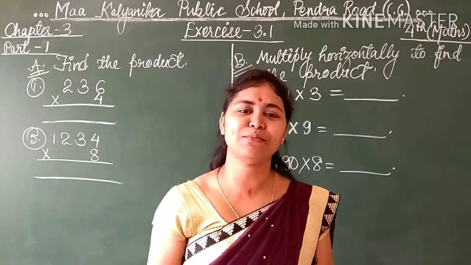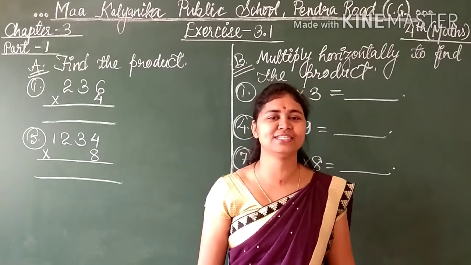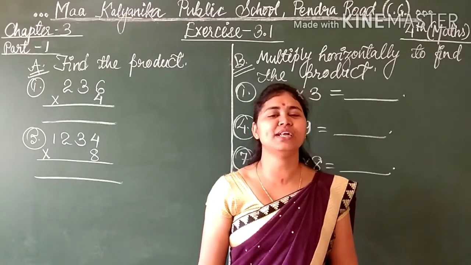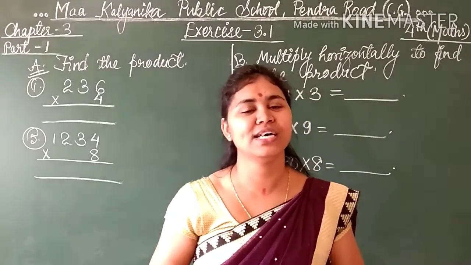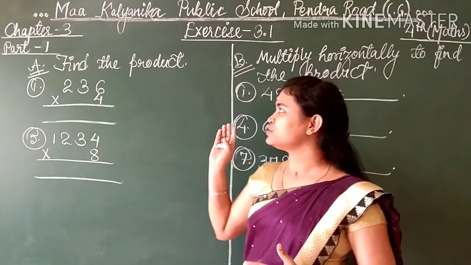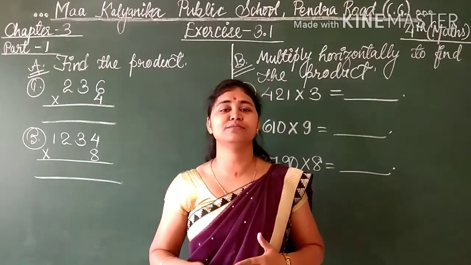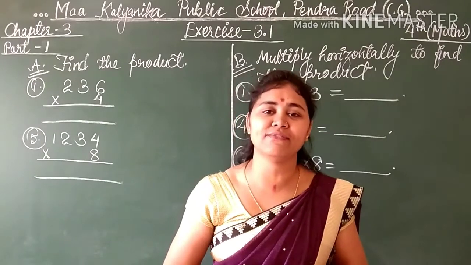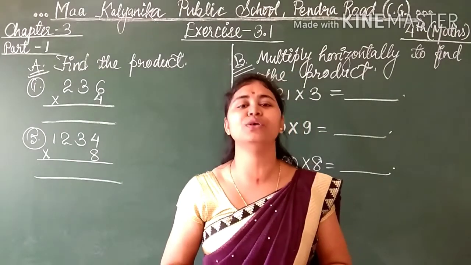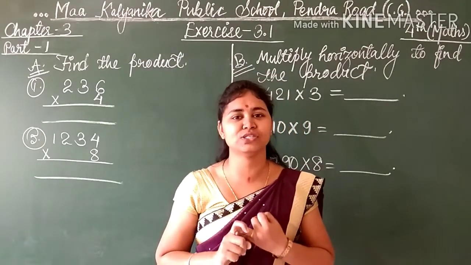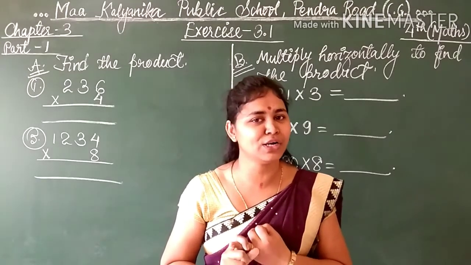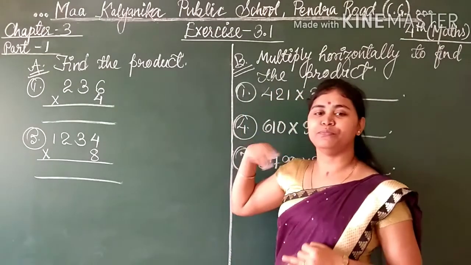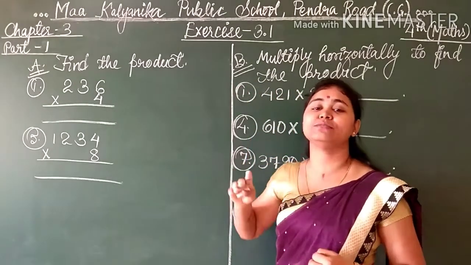In this video, I am going to teach you class 4th maths chapter number 3. Yes students, chapter number 3, because chapters 1 and 2 we have already completed. Chapter number 3 here is multiplication. Chapter number 1 we have done, that is place value. Chapter number 2 is addition and subtraction. Now moving forward, chapter number 3 is multiplication.